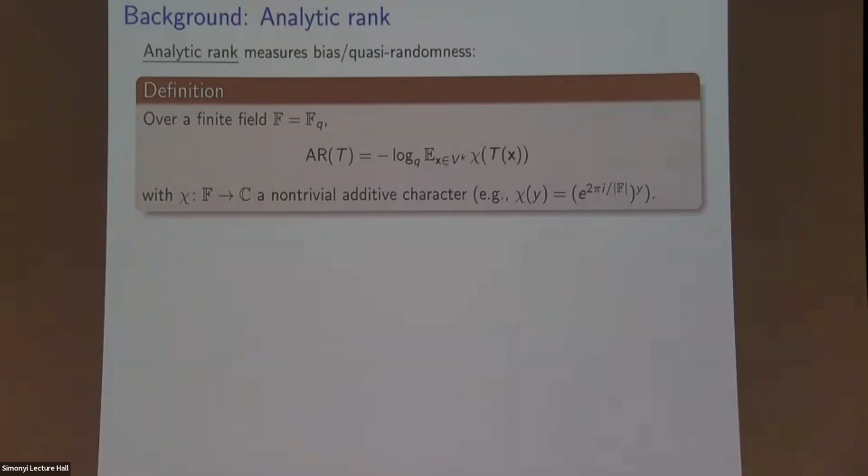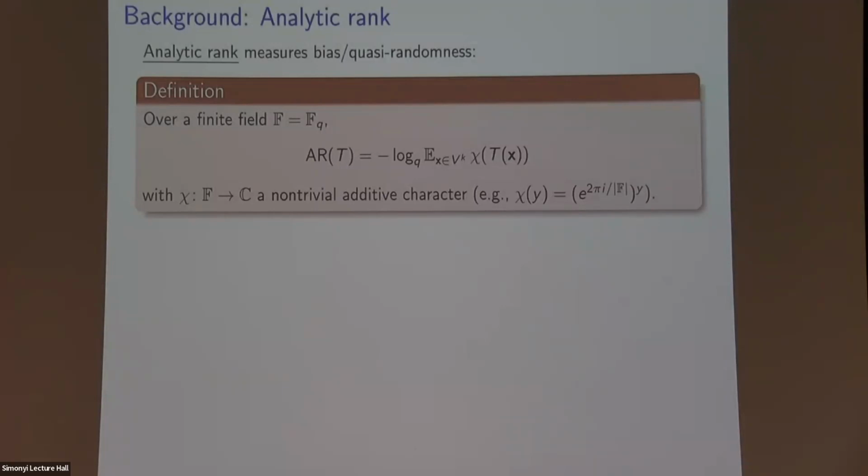So what you do, especially when you define analytic rank, assumes that the underlying field is finite, because we're going to divide by the size of the finite field. We're going to average over it. So it's just a measure of bias. You fix a non-trivial additive character of your finite field, and then you just take the expectation: you sum the application of the additive character on your tensor. You just think of it as a function here, and you sum and divide by the number of summands, which is finite, and that's just going to be the size of the field to some power, and we care about the power in the negative.